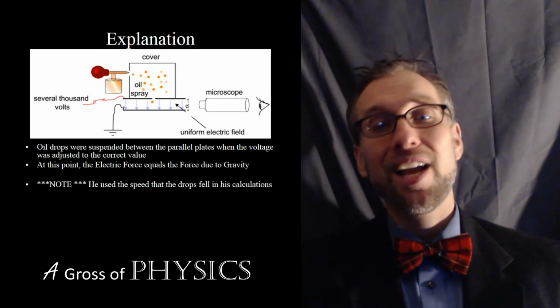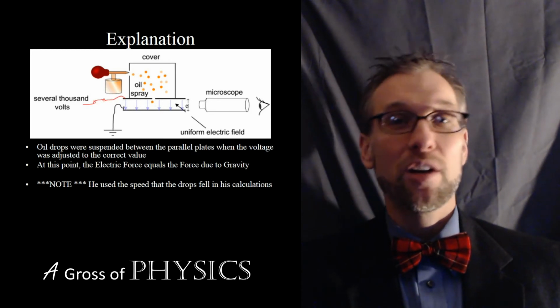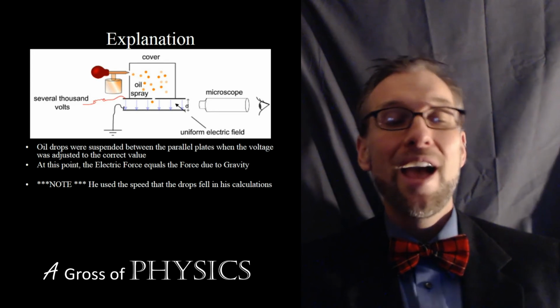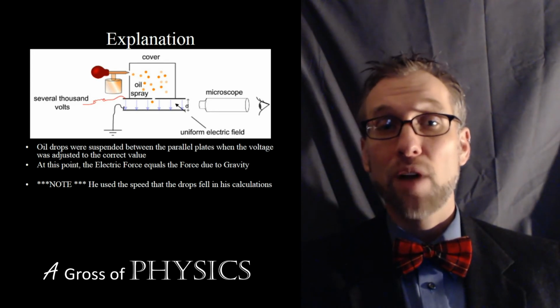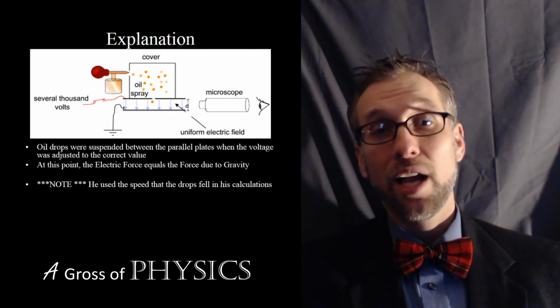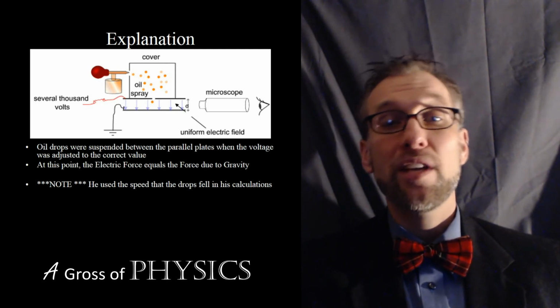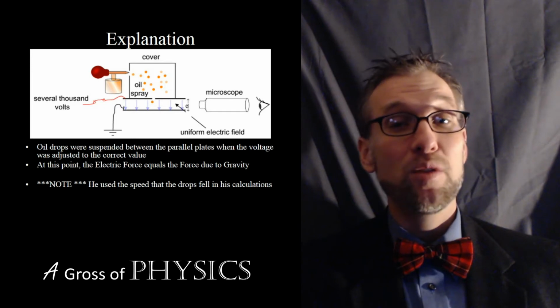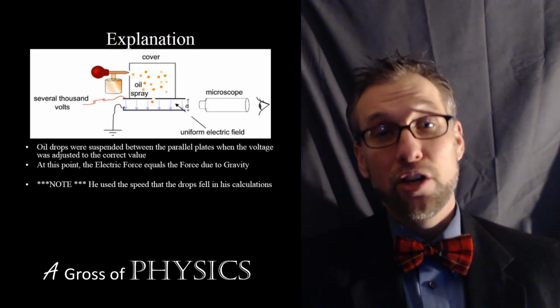Now, of course, I'm simplifying his experiment for an introductory physics course. There's a lot more to it. And if you're interested in the Millikan oil drop experiment, you should look up more information in your textbook or online. But typically, he used the E equals F over Q and the V equals Ed equations to find Q.